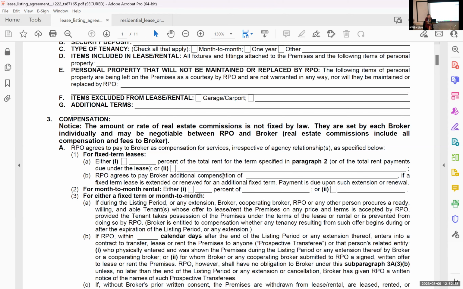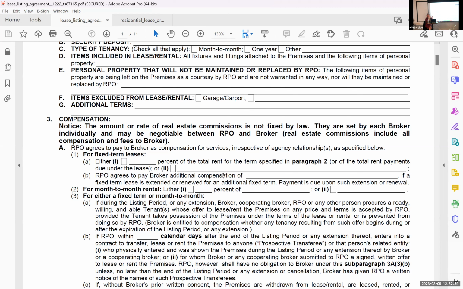This should be disclosed up front and made known. But do you think it's something that needs to be done? 100%. Is that going to be in the additional terms? Yeah, I'd write it in additional terms. I'd put it in private remarks in the MLS. I'd let any applicant know. So these are what the owner wants.